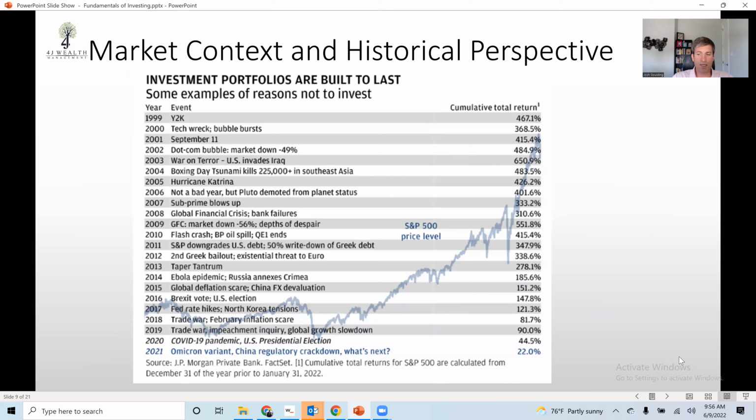Some more market context and historical perspective. You can see here, these are examples of reasons going back in time of concerns that the world had, investors had, reasons not to invest, and then the subsequent return from that time period through the beginning of 2022. You had Y2K in 1999, where people thought when the year 2000 hit, the computers would go haywire and everything would reset.